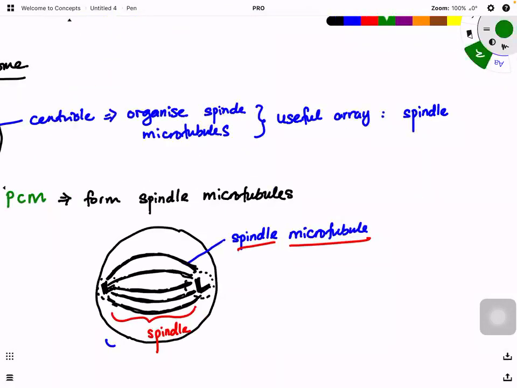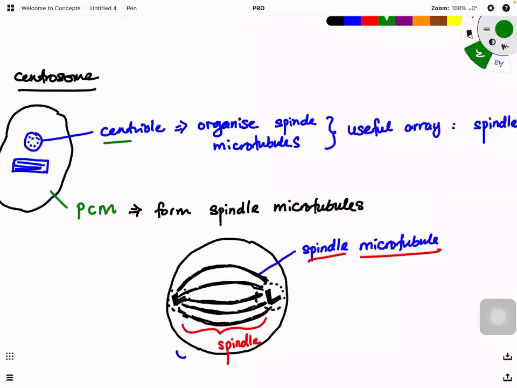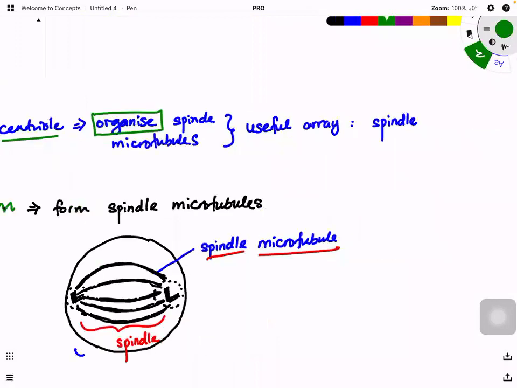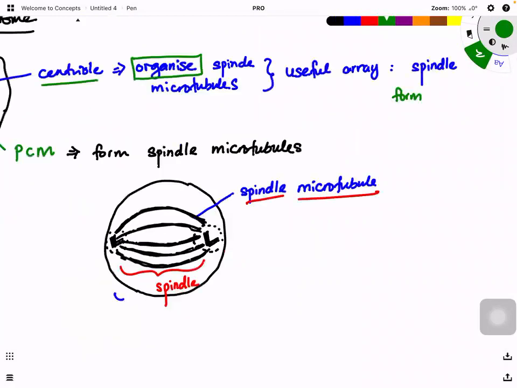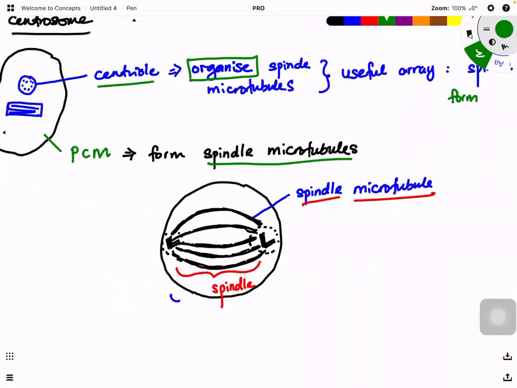What is the role of the centriole? The role of the centriole is to organize spindle microtubule so that it forms spindle. But you cannot write that the centriole forms spindle microtubule, because forming spindle microtubules is done by the pericentriolar matrix. Are you clear? Let me put it in the summary here.